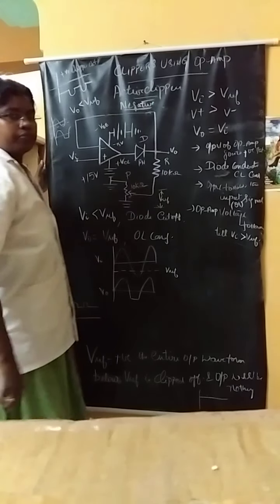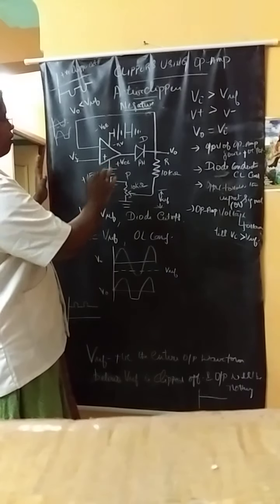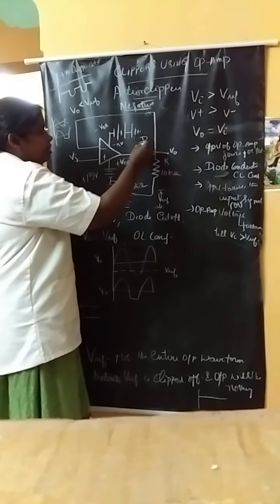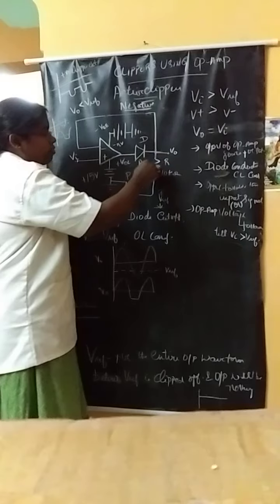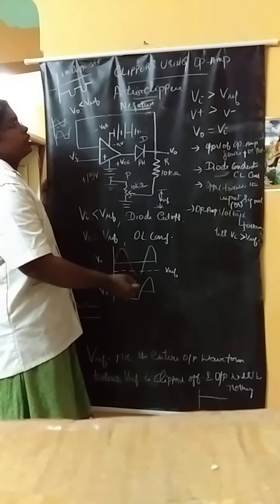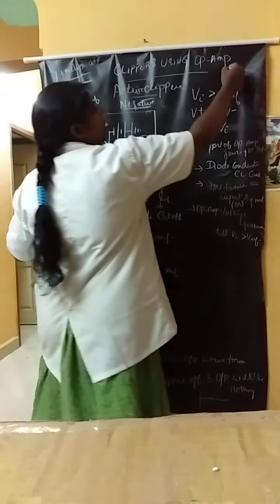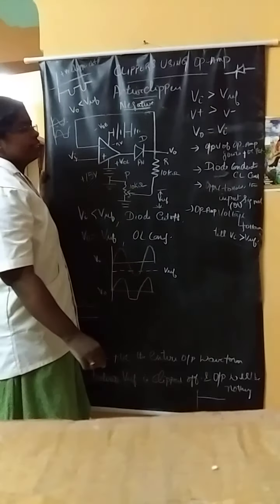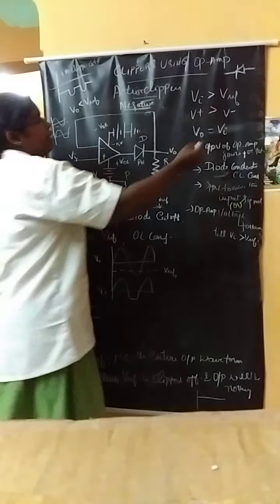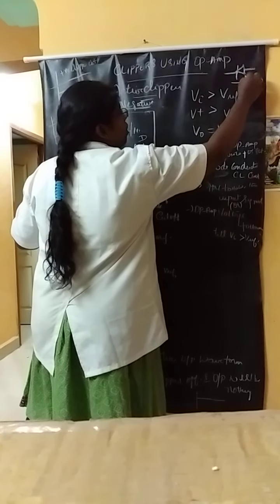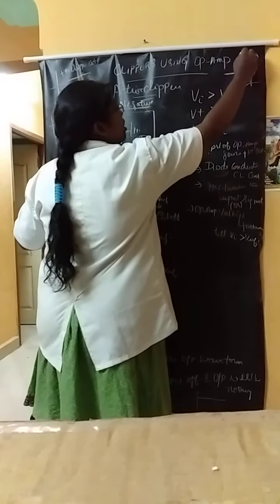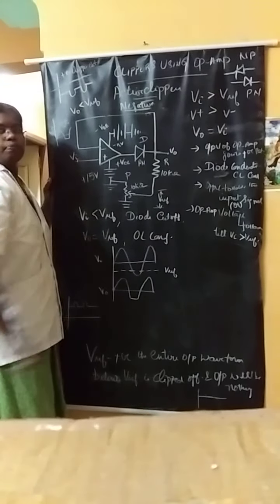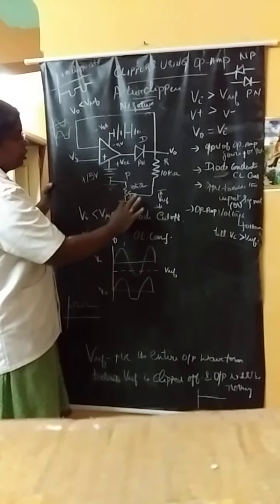Negative clipper. The only difference between the positive clipper and the negative clipper is the diode. In the positive clipper, the diode will be connected like this, and in the negative clipper, in the opposite direction, like this. This is an NP and this is a PN diode. The circuit diagram is the same.